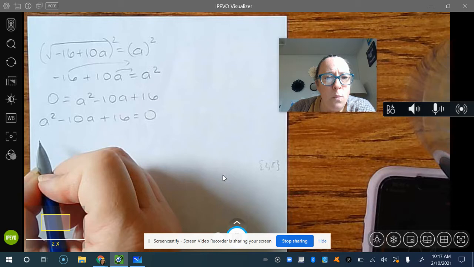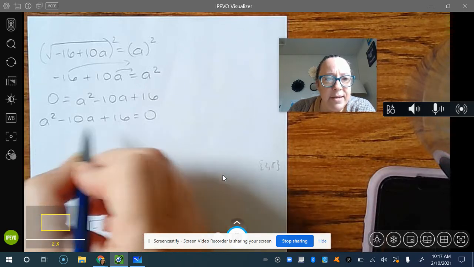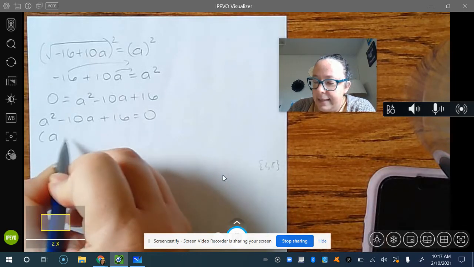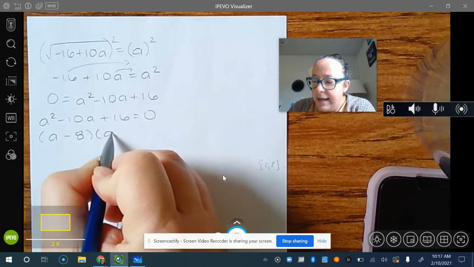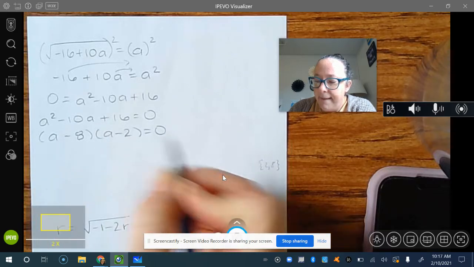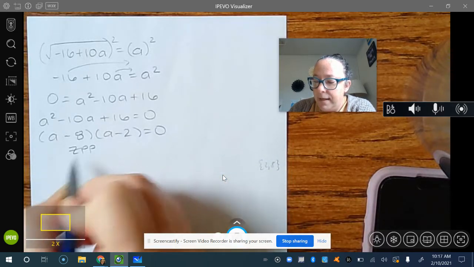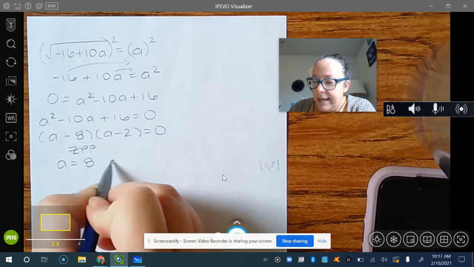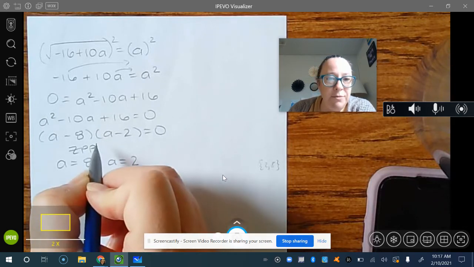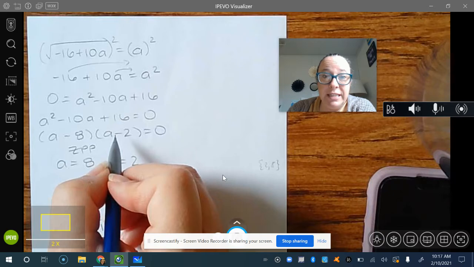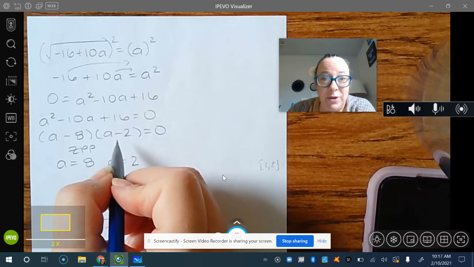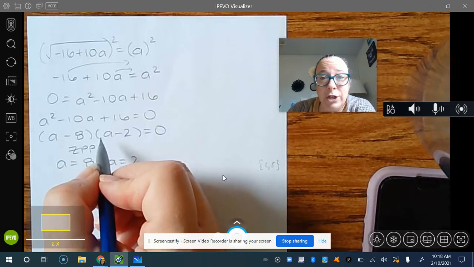And we say, what times what is 16 and adds to give me negative 10? That would be negative 8 and negative 2. And then use ZPP, and you get a is 8 and a is 2. Now, I know I'm just kind of breezing through the factoring because at this point, you should all know how to do that. If you don't know how to factor, you really need to look up some resources to help you remember how to do that.